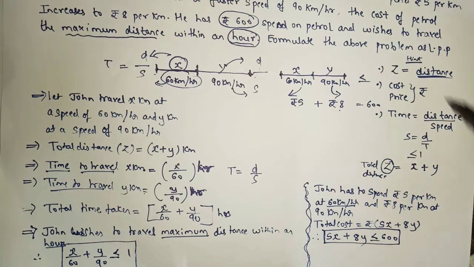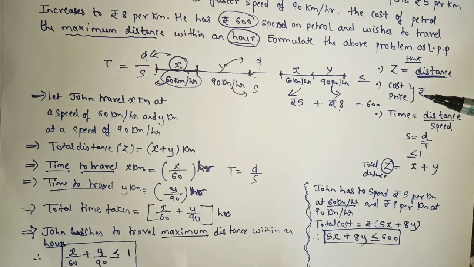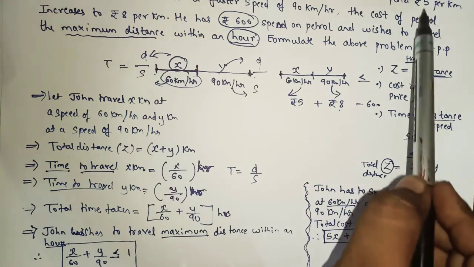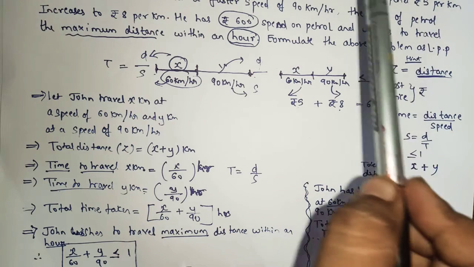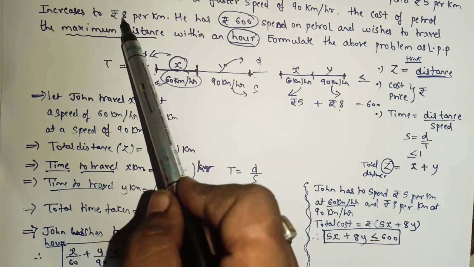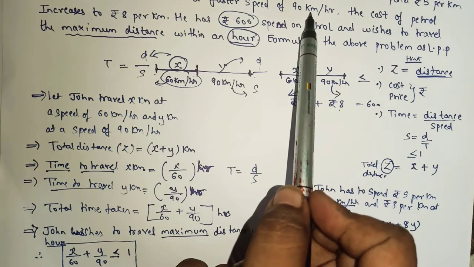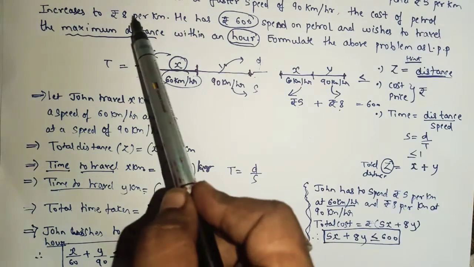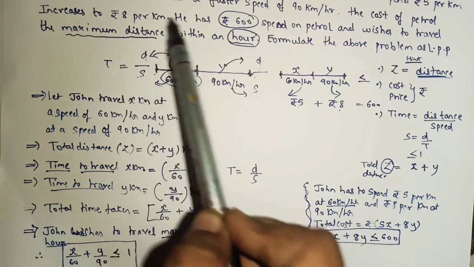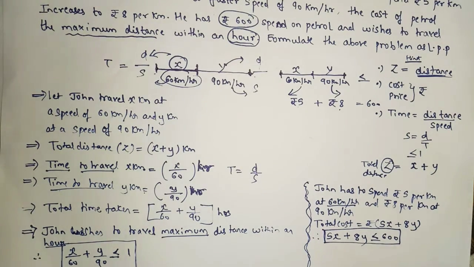As I told, the linear inequation we will get from where? From the cost 5 rupees, 8 rupees and 600. So 5 rupees is on what? 60 kilometer per hour, and 8 rupees is on what? 90 kilometer per hour. So 5x plus 8y, he has to spend 600 on the maximum distance. So maximum is what? Less than equal to. So here we got the second linear inequation also. Yes or no?